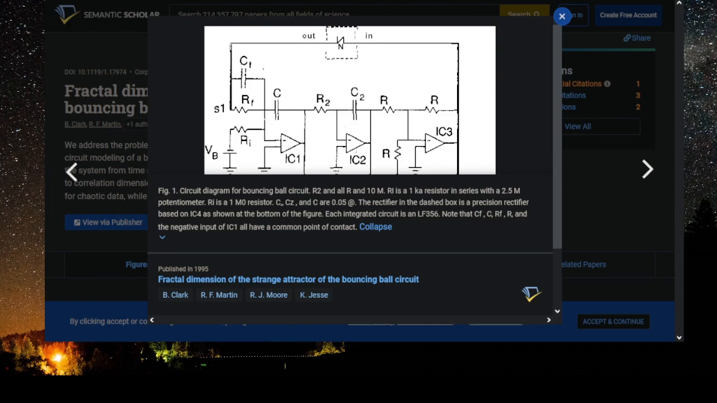The rectifier in the dashed box is a precision rectifier based on IC4 as shown in the bottom of the figure. Each integrated circuit is an LF356. Note that CF, C, RF, and R and the negative input of the IC all have a common point of contact. What? CF, C, RF, and R. So that is connected. So I'm thinking we could add a capacitor to the circuit, but I don't know what that's going to do to it. I don't know what's going on here.